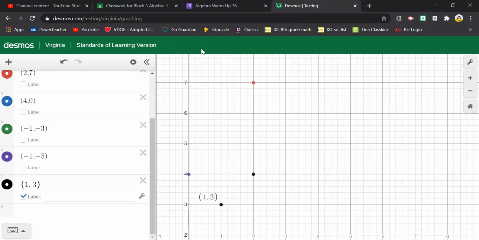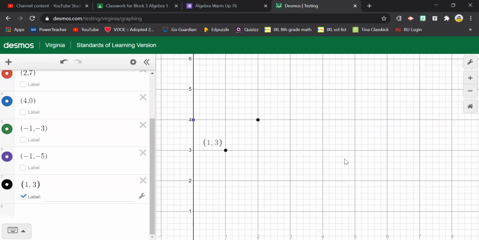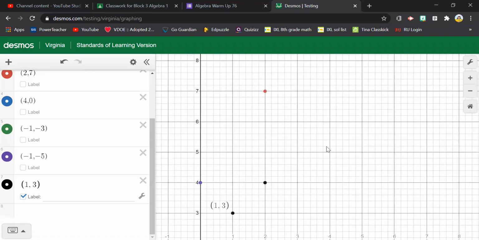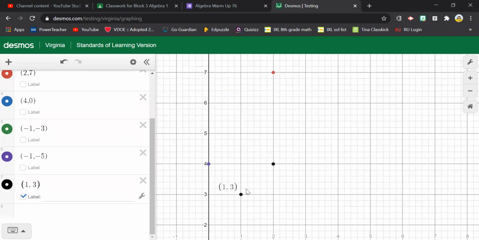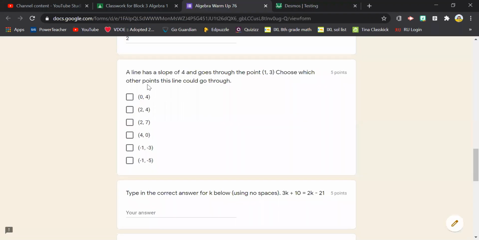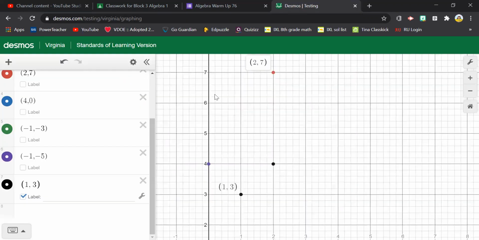So each of these grid marks here represents 1, each of these major grid marks here. So I'm going to rise up 1, 2, 3, 4 over 1. And I land here at (2, 7), okay? So (2, 7) does fit that slope pattern of rising up 4, running over 1. So (2, 7) is on the same line if it has a slope of 4.